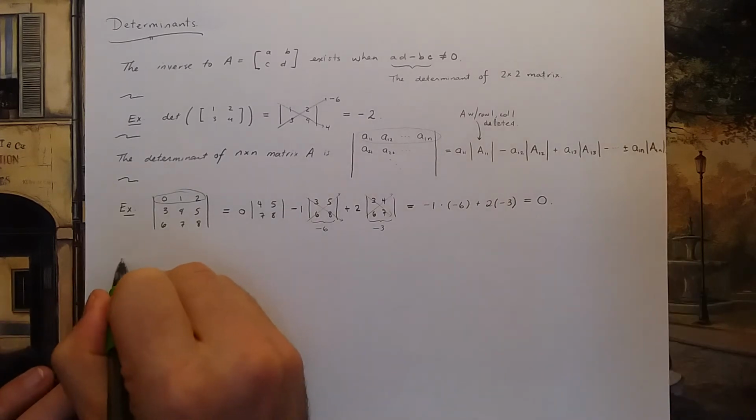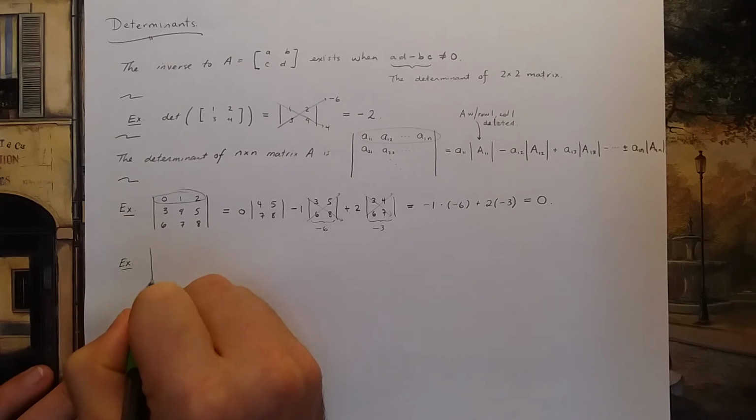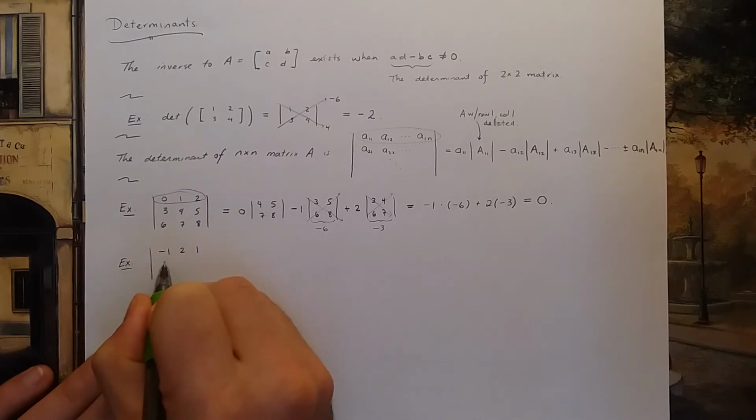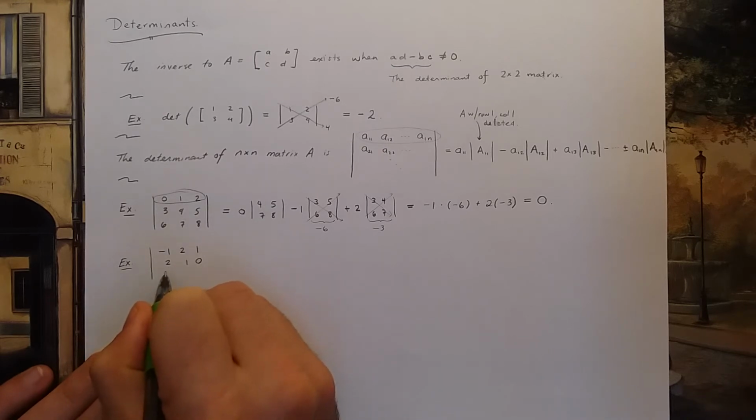Let's do a couple more examples. What if I took the determinant of the matrix negative 1, 2, 1, 2, 1, 0, and 1, 0, 1?